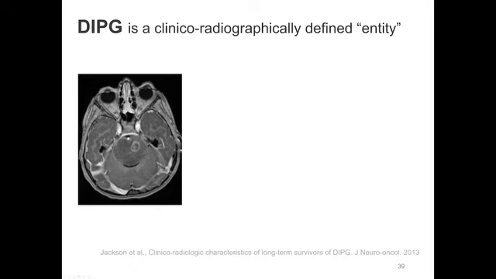However, you need to remember one thing: DIPG is a clinical and radiographically defined entity. That means if you see a tumor that fits the typical appearance of a DIPG, the surgeon probably will not go in to take a tissue biopsy because it carries a high risk. So they probably just go directly to treatment.